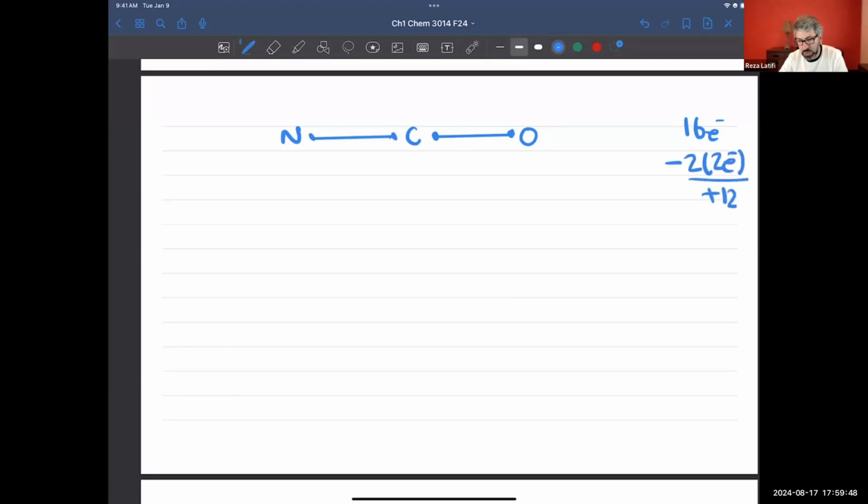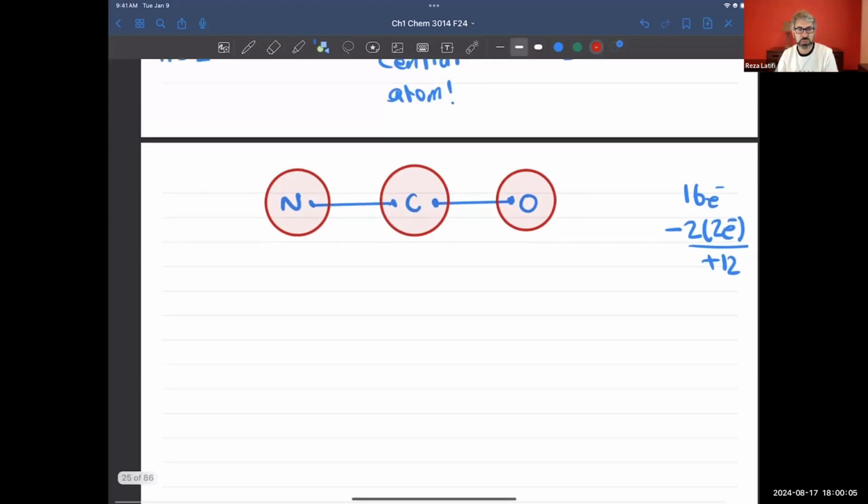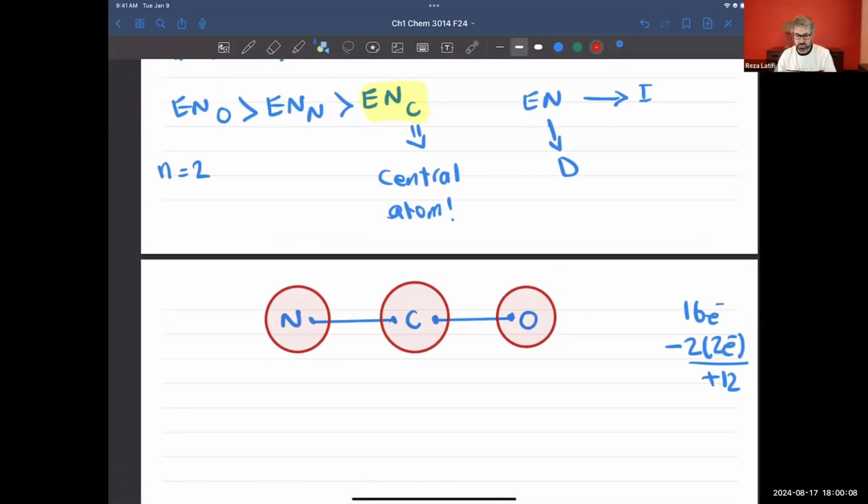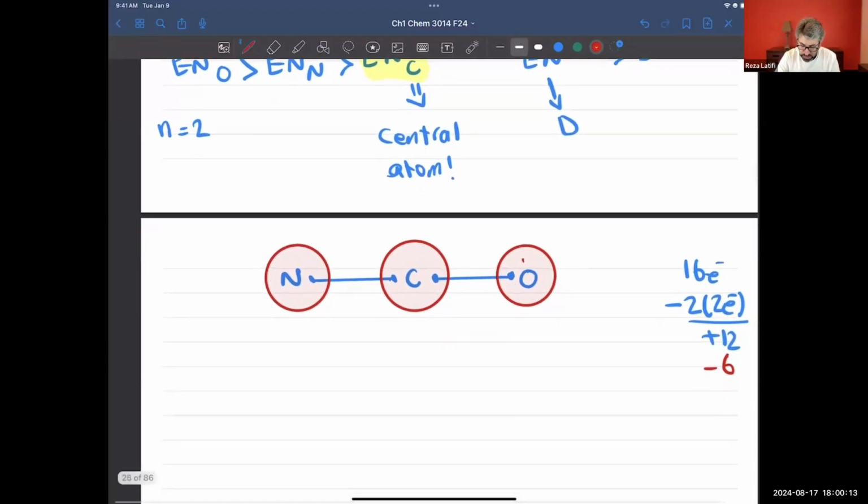So minus 2 bonds, and per each bond, 2 electrons. So now we are left with 12. What should we do with those 12? You draw a circle around each element. And remember that electronegativity tells you oxygen is the most electronegative element. So now, out of those 12, use 6 of them to make oxygen happy and give it an octet. So here we go, I gave it 6 electrons.